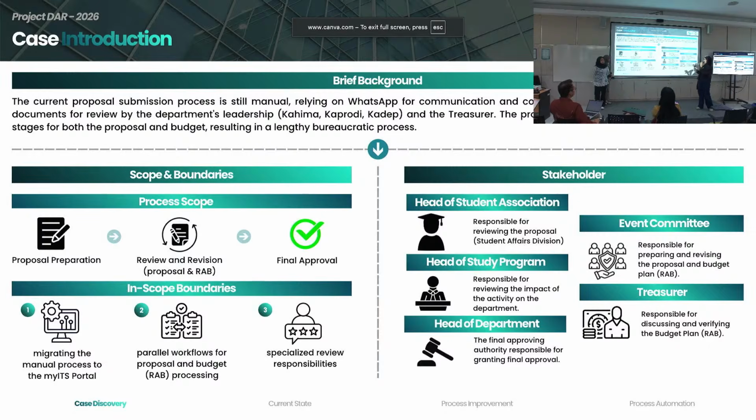And then the second one is the parallel workflows for proposal and budget. Initially, the proposal and the budget submission were sequential, so it takes a very long period of time, because it goes on sequentially, not in parallel. And then the third one is specialized review responsibilities. Initially, every stakeholder here reviewed the proposal from A to Z, the proposal wholly. So we're going to break down the proposal according to their responsibilities only. Moving on.